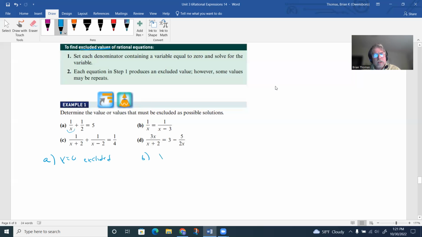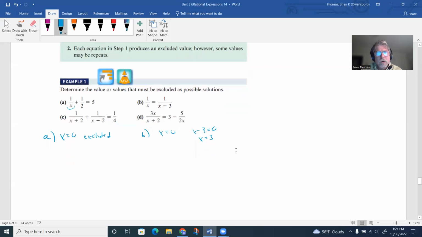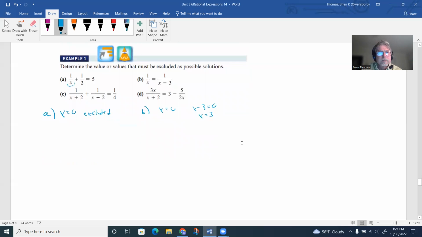So if I look at B, notice how we have x in two different denominators. So we set that x equal to zero, and we also set x minus 3 equal to zero. We solve each one of those for x, and x equals 3. So those are going to be our excluded values. We have to exclude 0 and 3. So if when we do solve these equations, if we get 0 or 3 as an answer, we would have to throw that out and not use it.